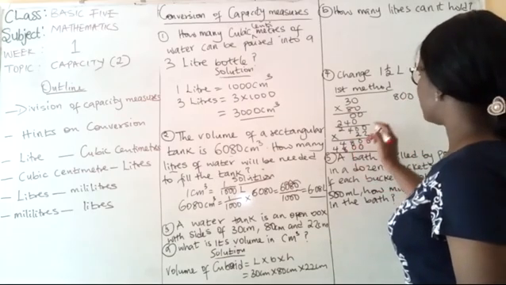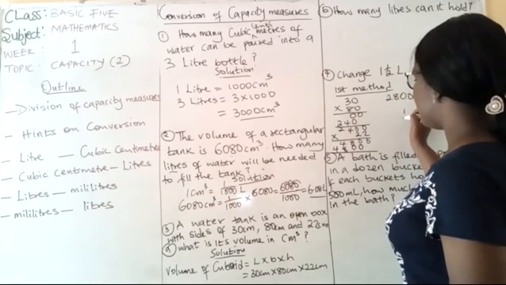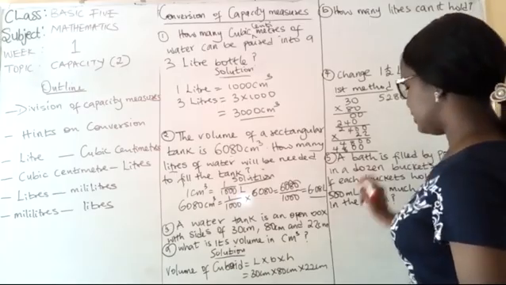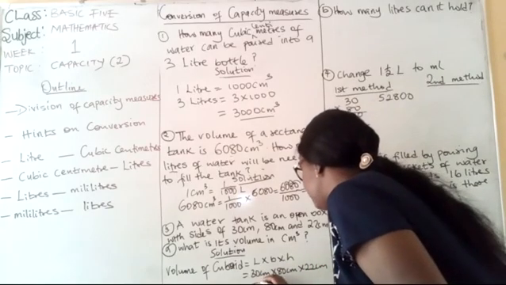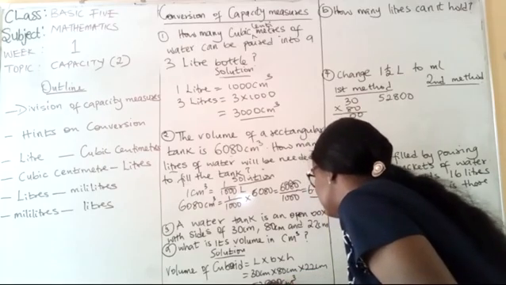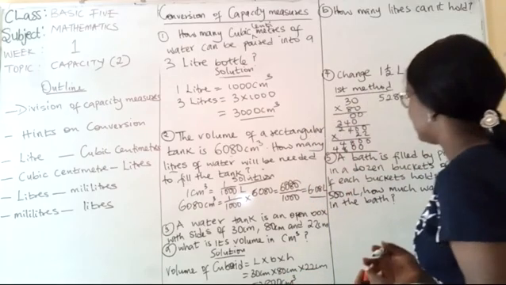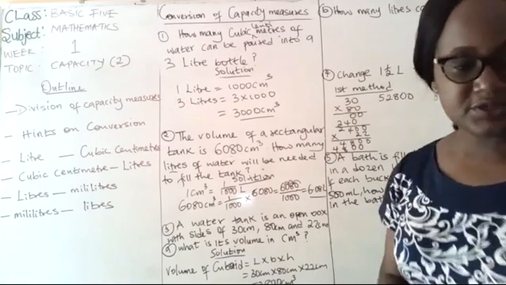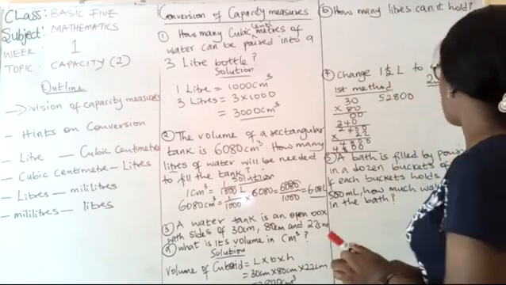4 plus 8 is what? 12. That means 2 carry 1, right? And now 4 plus 1 will give you 5. Okay, so over here we have 52,800 cubic centimeter as our answer. Okay? So with that, let's continue.